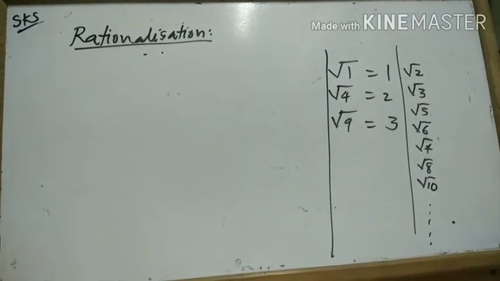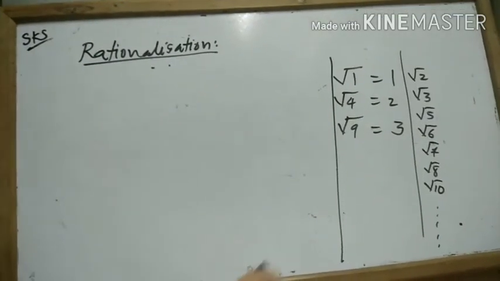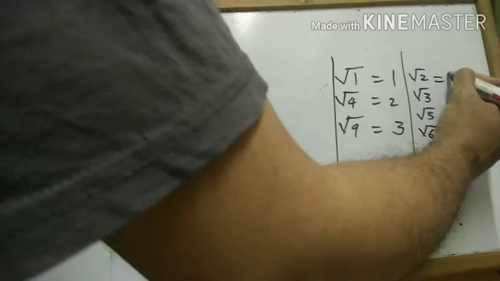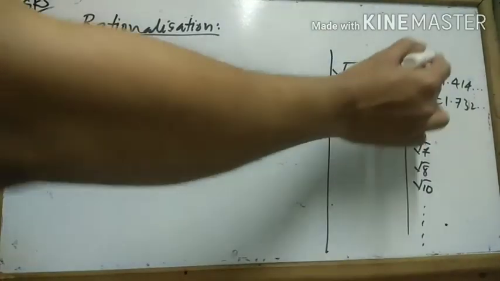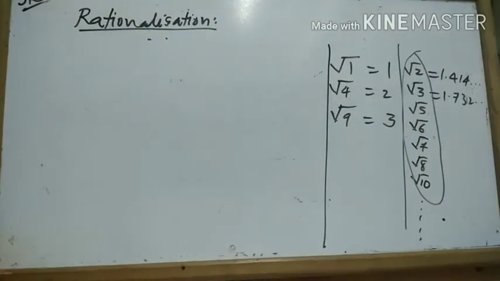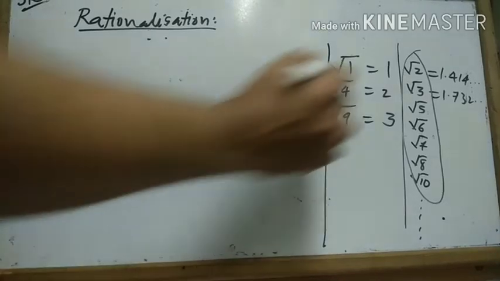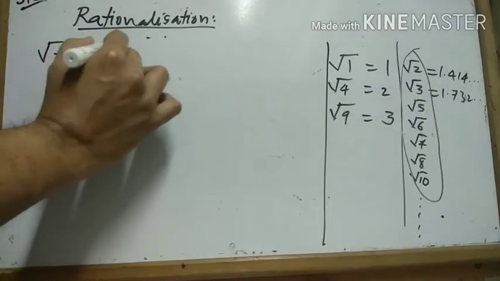These numbers in decimal form, if you try to see on your calculator, will be something like 1.414 and so on. Here it will be 1.732 and so on. It never comes to an end. Such numbers are called irrational numbers. Now if I talk about root 2, root 2 is an irrational number.